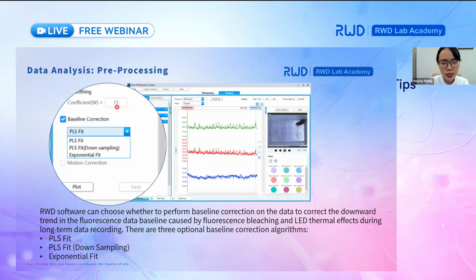So in our software, baseline correction can be selected to compensate for the downward drift in fluorescence during long-term recording, including effects from photobleaching and LED thermal effects. Three baseline correction methods are available.